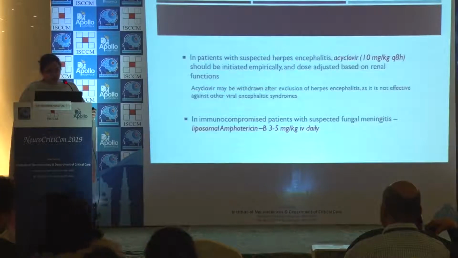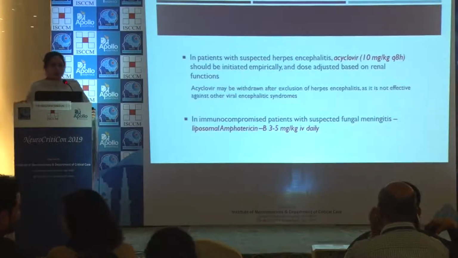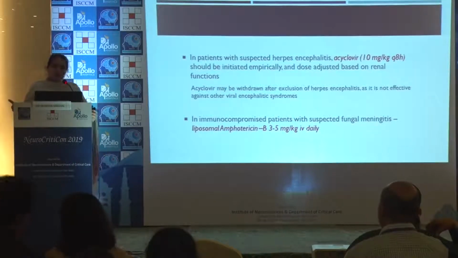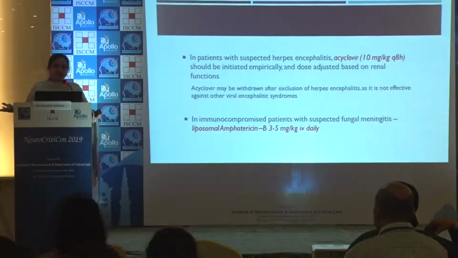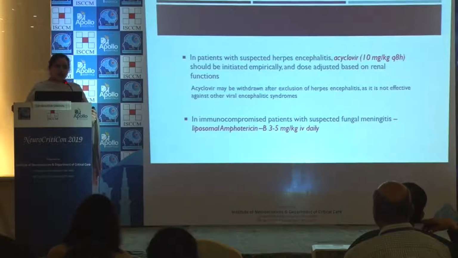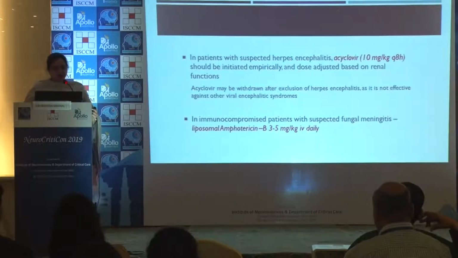All right, so in patients who have a suspected herpetic encephalitis, you should immediately start antiviral drugs, acyclovir, dose of 10 milligrams per kg 8th hourly. Empirically, you have to start, and you can switch it off once your tests come negative. So that is not a problem. Relatively safe drug in case you take care of your renal functions. Hydrate the patient properly. All right. It may be withdrawn after exclusion of herpetic encephalitis, as it is not effective against other viral encephalitic syndromes.